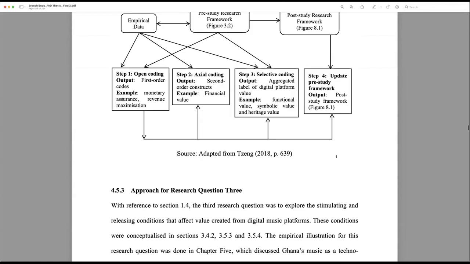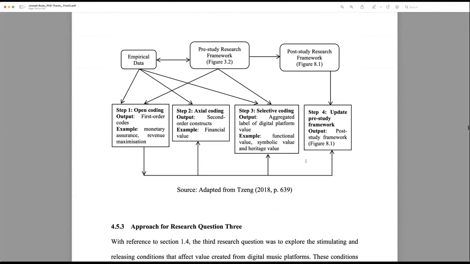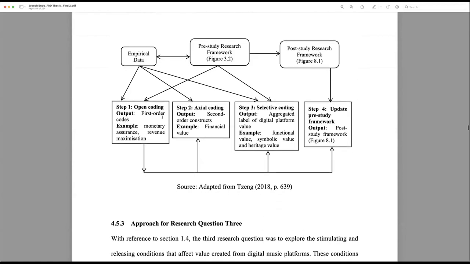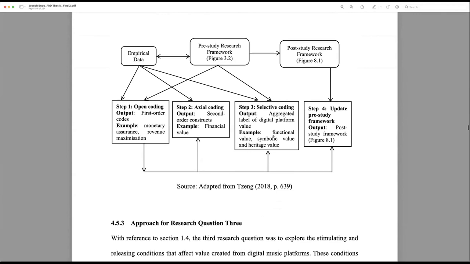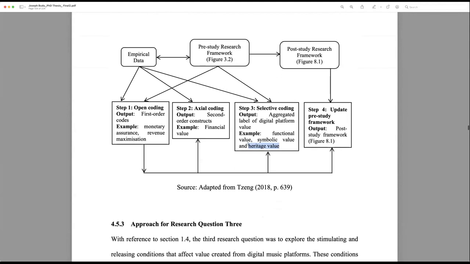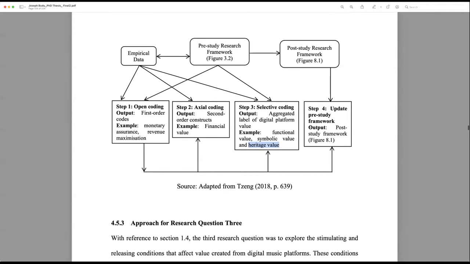Okay, use the same thing for question one, question two. This one may be easier for you to understand. First order coding: monetary assurance and revenue maximization. Second order coding: he combined it and got the financial value. The third one: he got financial value, symbolic value, and heritage value. His PhD contributed the heritage value. That's another value he found at the end of the day. Then he used it to update his work.